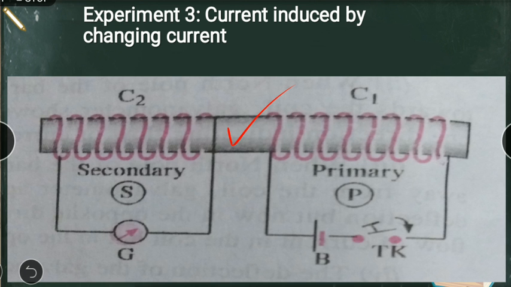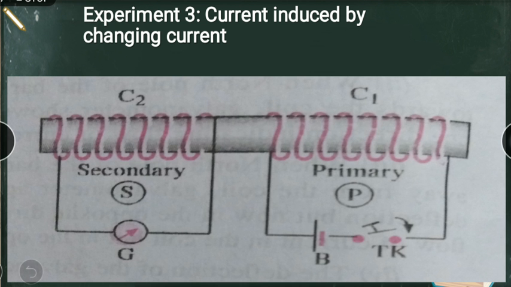Okay, here there is no relative motion between the primary coil and the secondary coil, but by pressing the key and releasing the key, we will get the deflection in the galvanometer. Finally, from this experiment Faraday gives the statement.